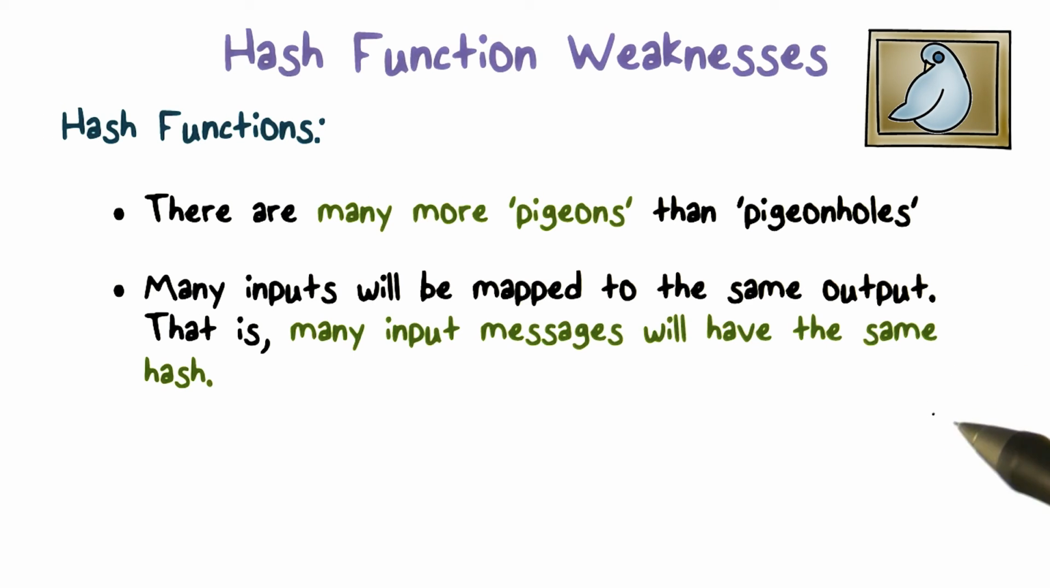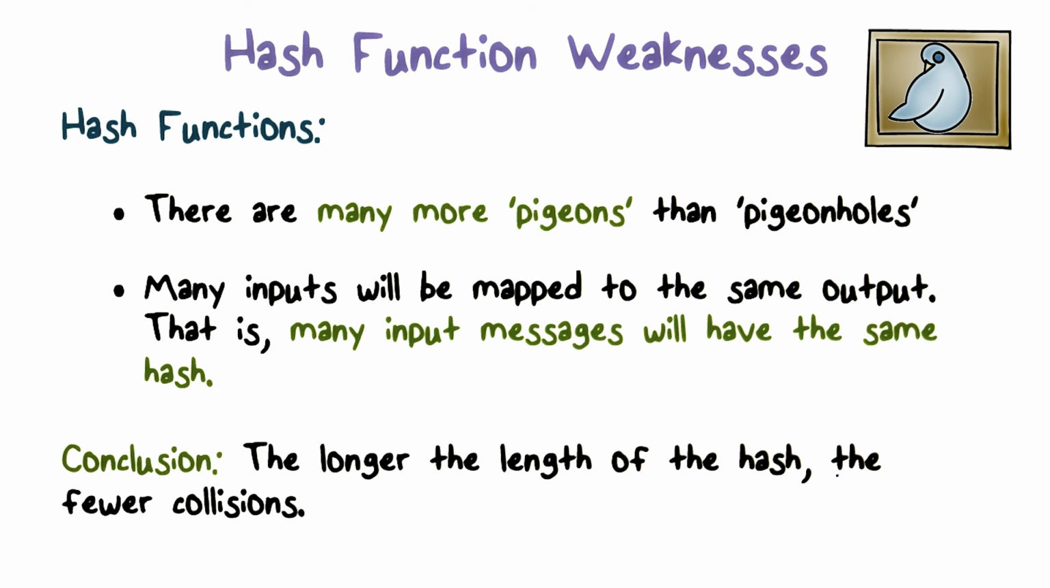So how do we accomplish this? Obviously, the larger the number of possible output hash values, the harder it is to find a collision. In other words, the longer the output hash value, the better. In short, to avoid collisions, we should use longer hash values.